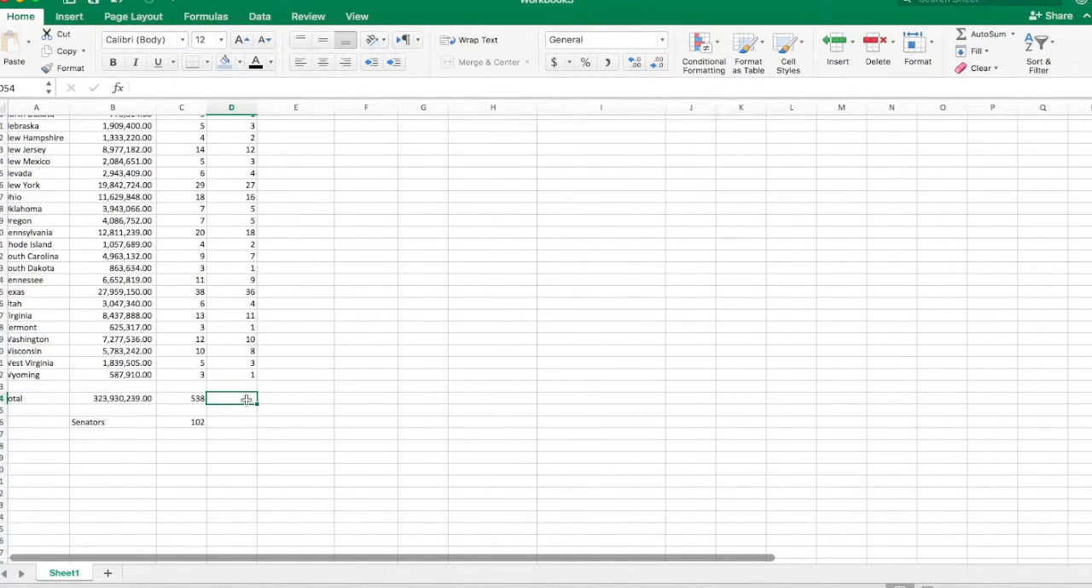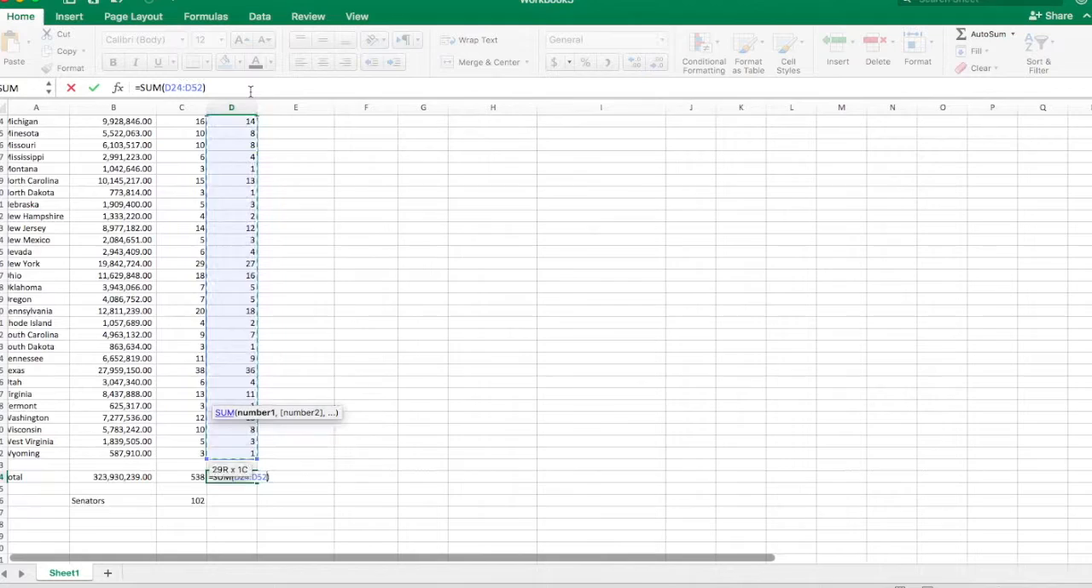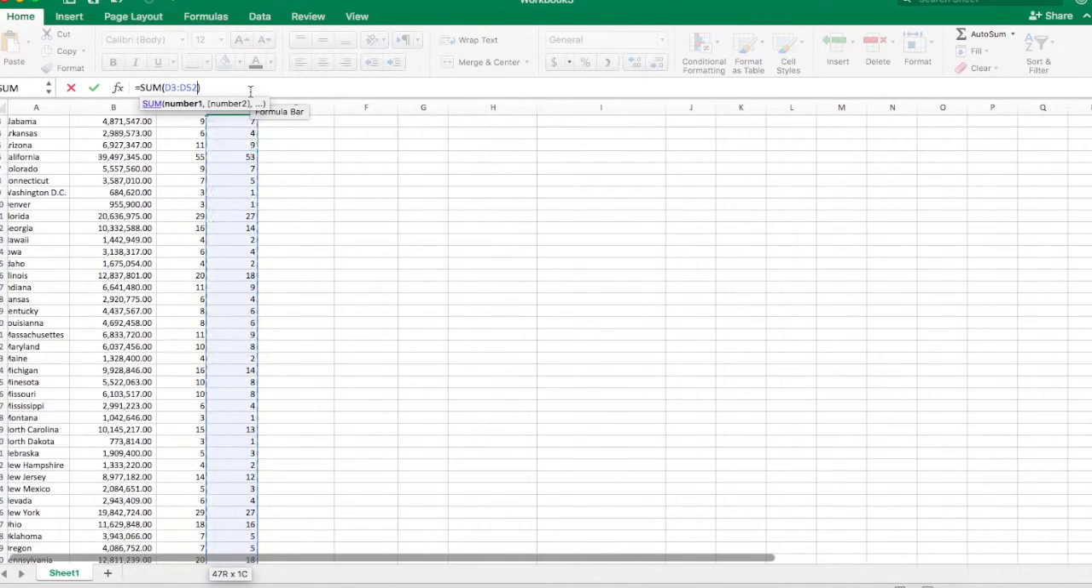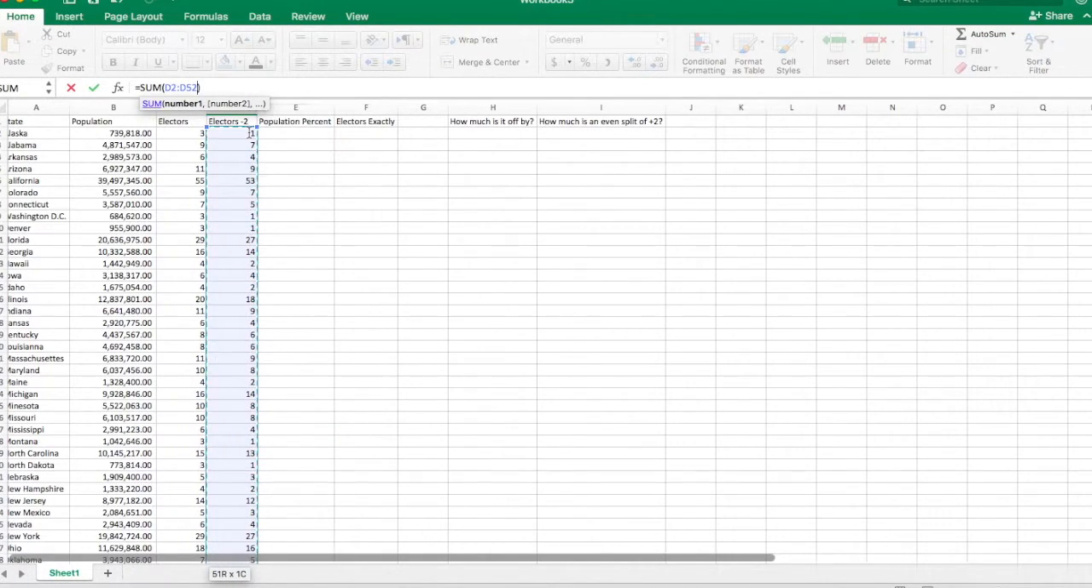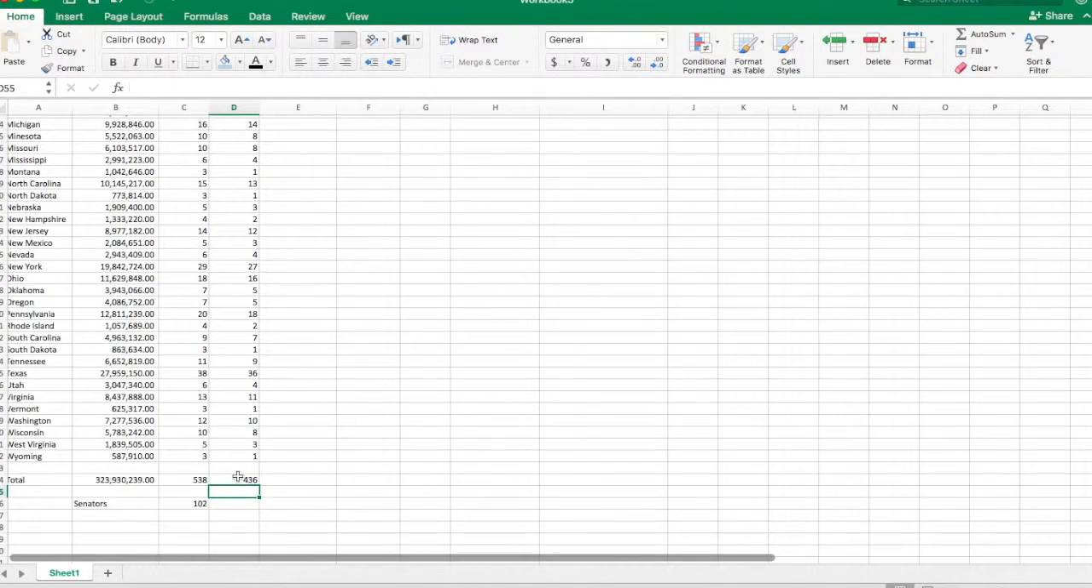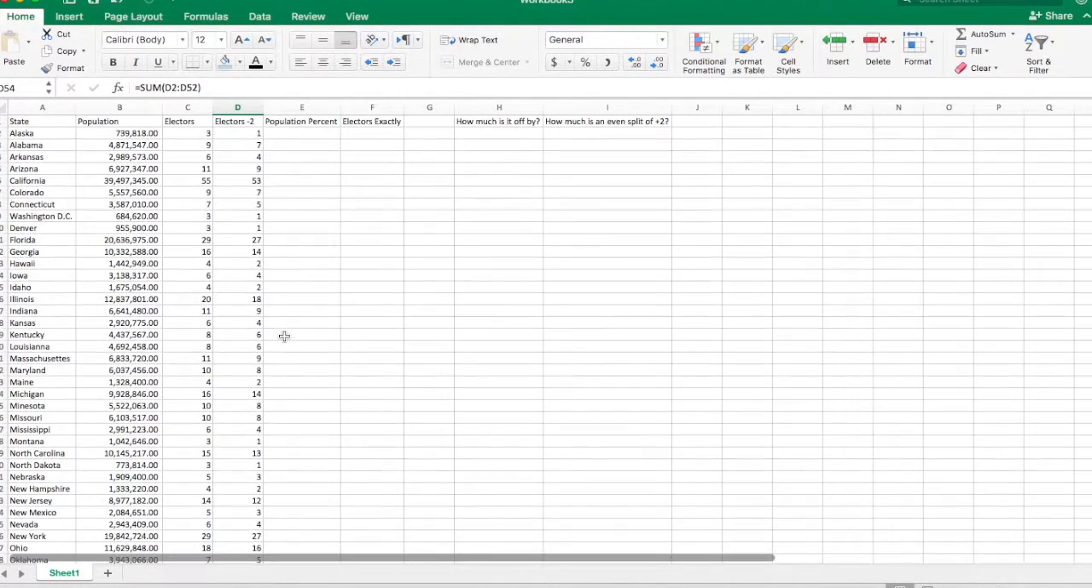And here, let's put the total number of all of these. So let's sum up all of the new electoral votes that we have. 436. So that's how many votes are already decided based off of the House of Representatives, which is decided based off of population.